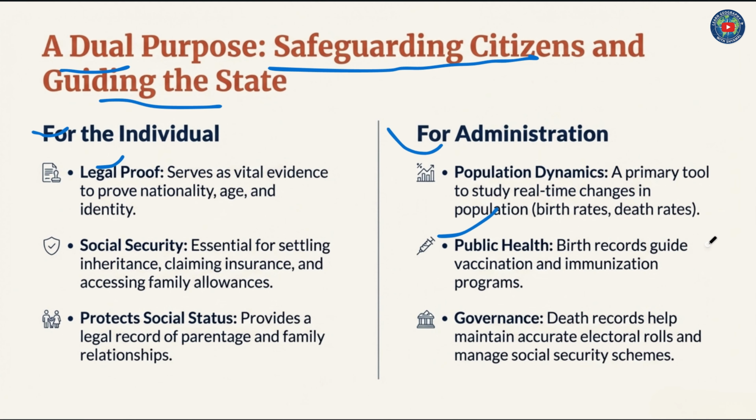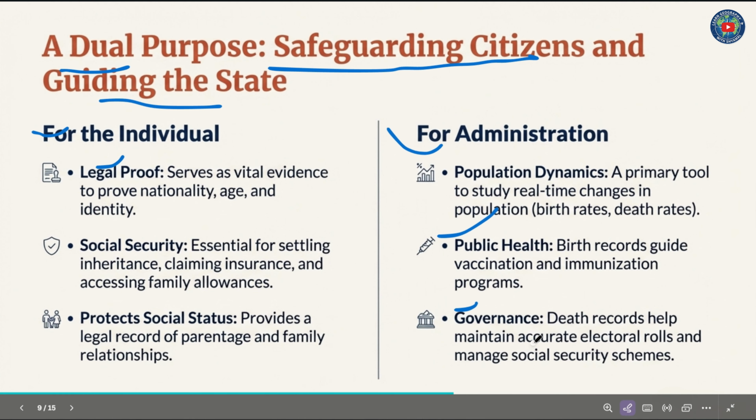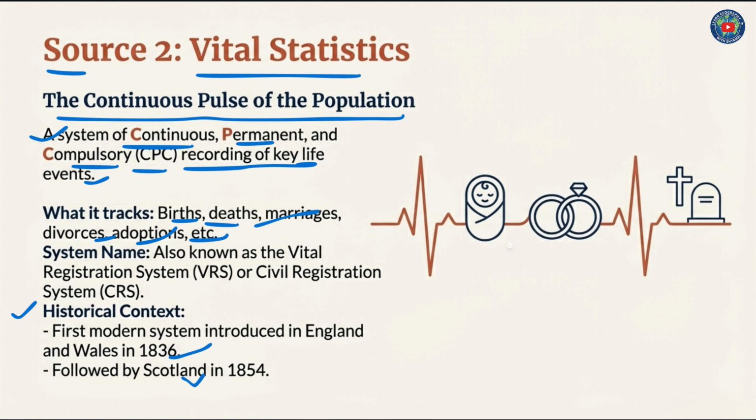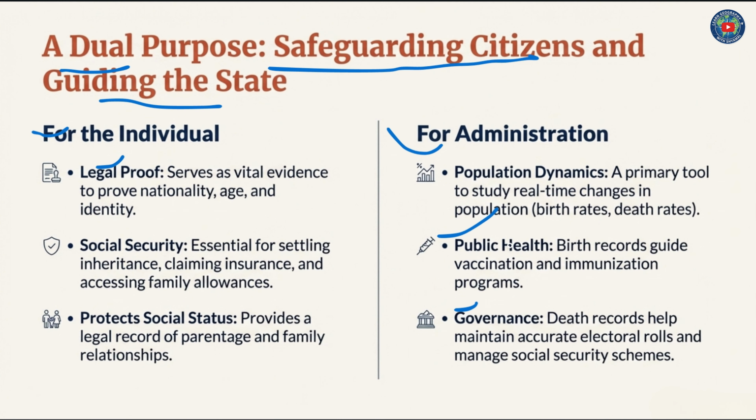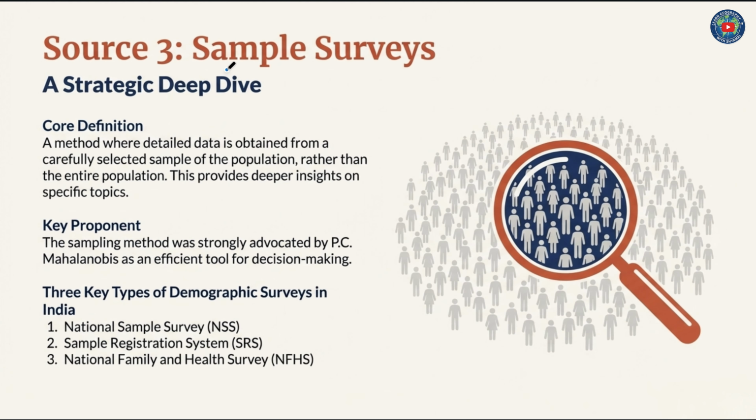Public health: birth records guide vaccination and immunization programs. Governance: death records help maintain accurate electoral rolls and manage social security schemes. These are some of the importance of vital statistics. Then source 3, sample surveys.